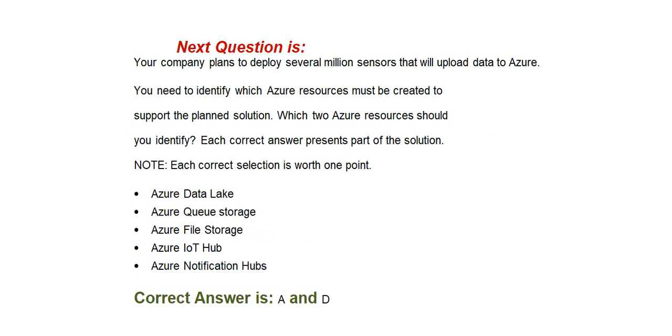Next question is, your company plans to deploy several million sensors that will upload data to Azure. You need to identify which Azure resources must be created to support the planned solution. Which two Azure resources should you identify? Each correct answer presents part of the solution. Option A, Azure Data Lake. Option B, Azure Queue Storage. Option C, Azure File Storage. Option D, Azure IoT Hub. Option E, Azure Notification Hubs. Correct answer is option A and option D, Azure Data Lake and Azure IoT Hub.